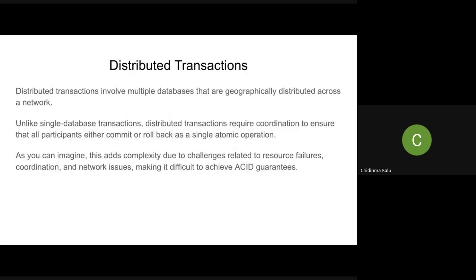So now we are at distributed transactions. Unlike a transaction that happens in one database, a distributed transaction involves multiple databases. And this makes it a bit hard to achieve ACID guarantees because it would require coordination across all participants, right? You want all the participants to commit or roll back as if it's a single atomic operation.